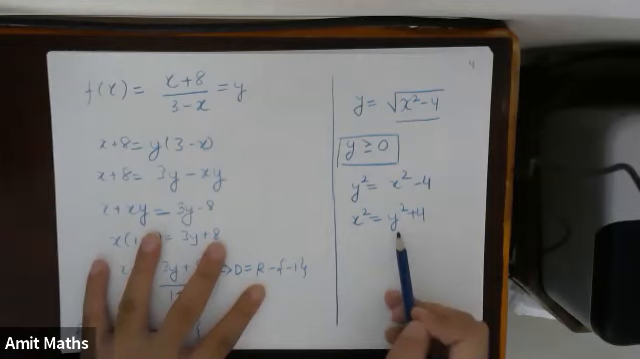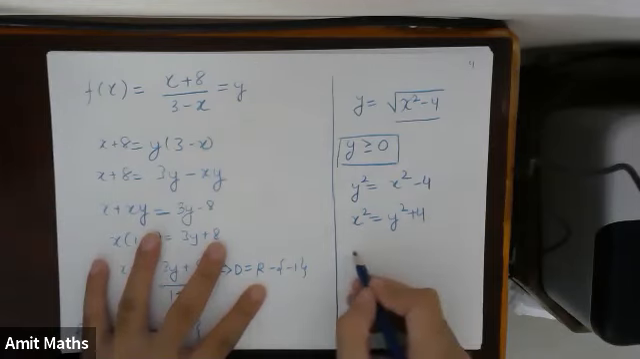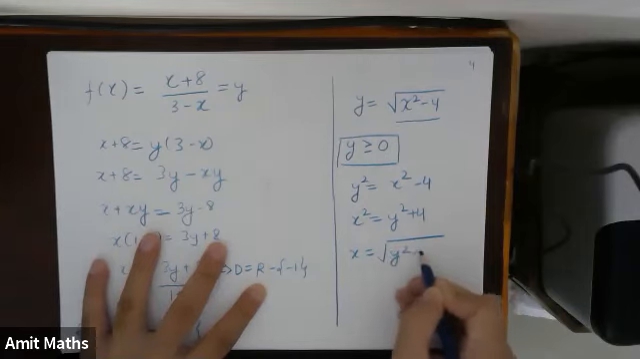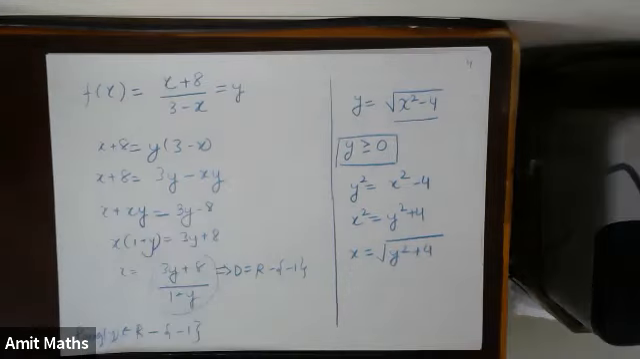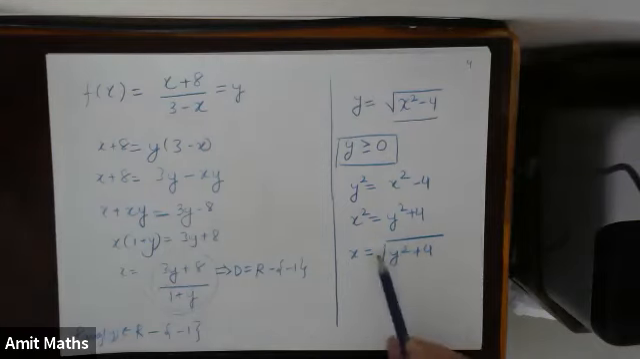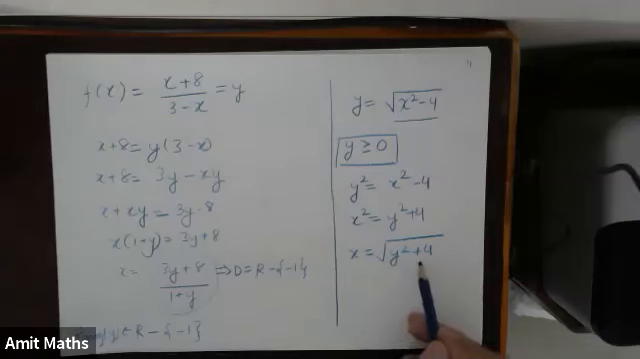This will become x square equals y square plus 4. So x will become under the root of y square plus 4. Now see, in this part, because there is an under root and we have y square plus 4.